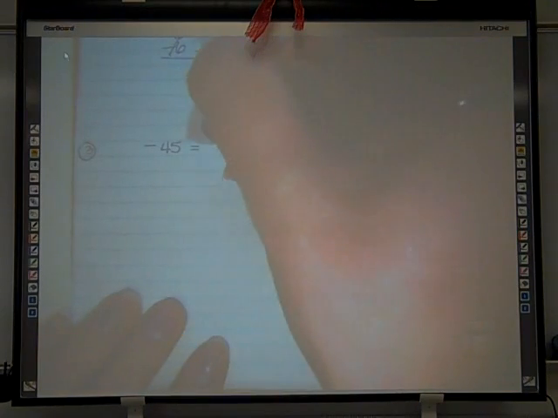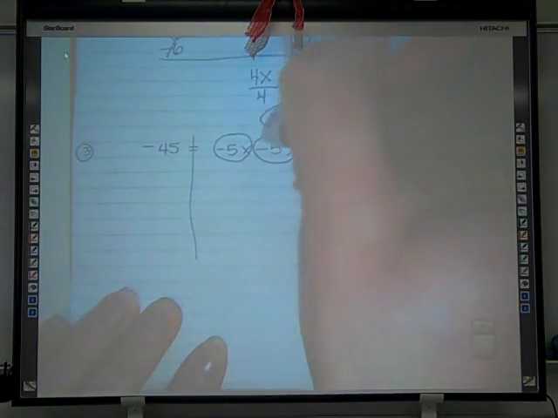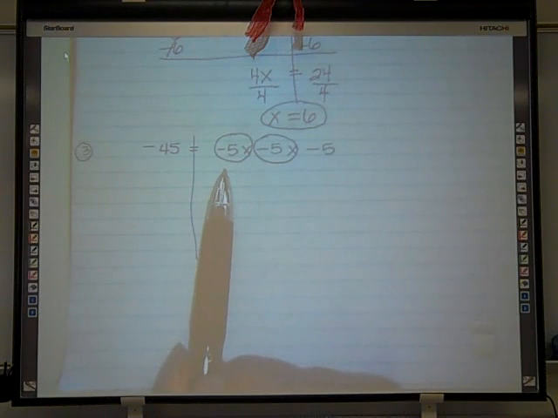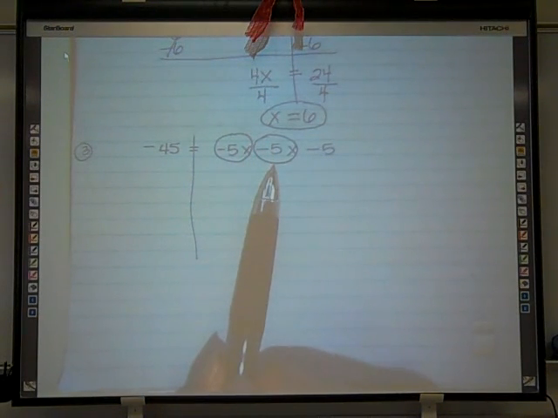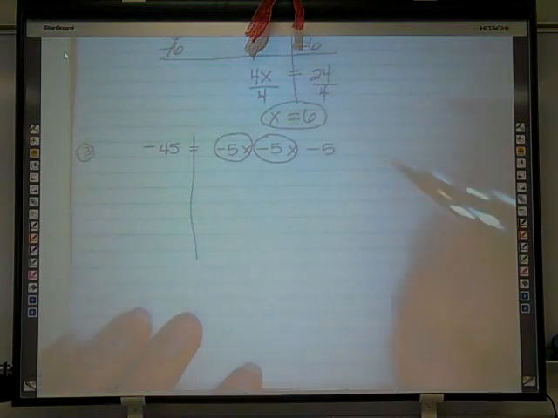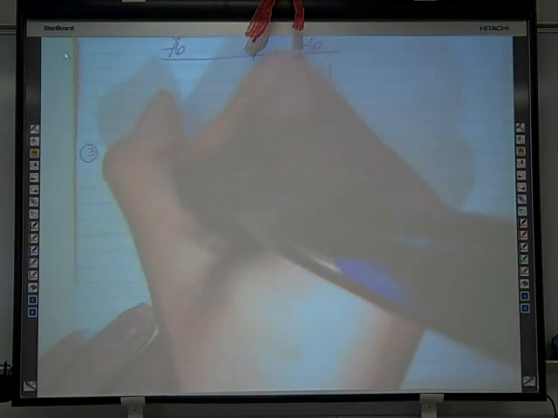Number 3, once again, determine where your variables are. We have 2 variables. They are on the same side of the equation, so we're going to combine them together. So, negative 5 plus negative 5. That will give you negative 10x. Everything else, just rewrite it.